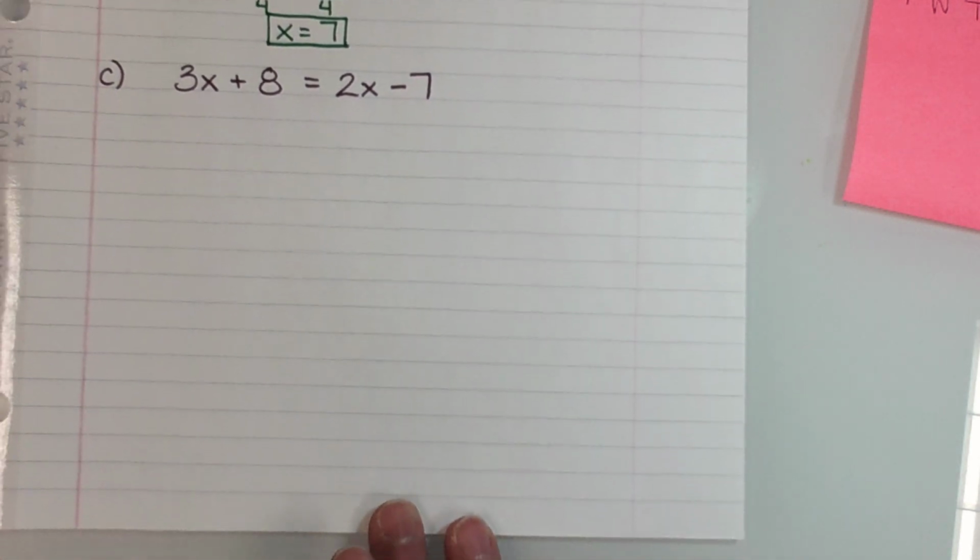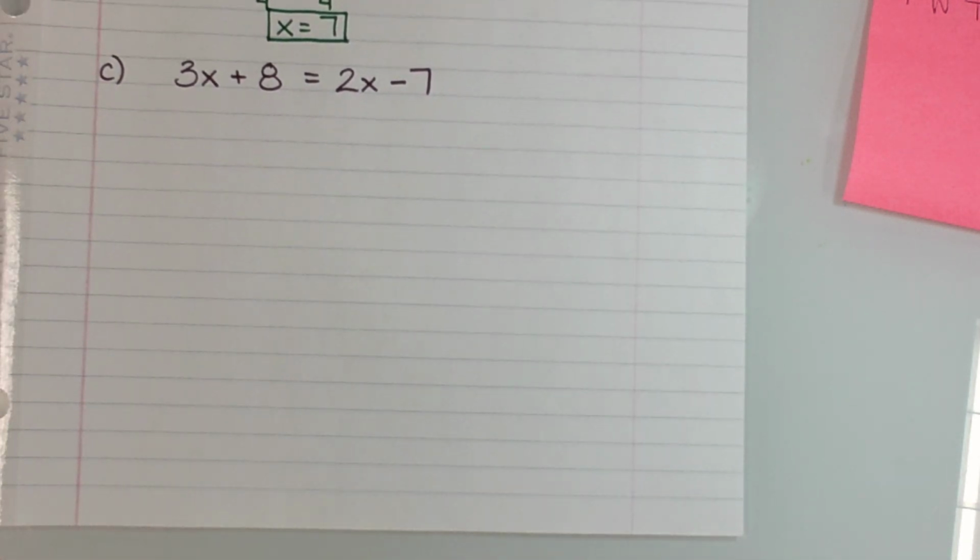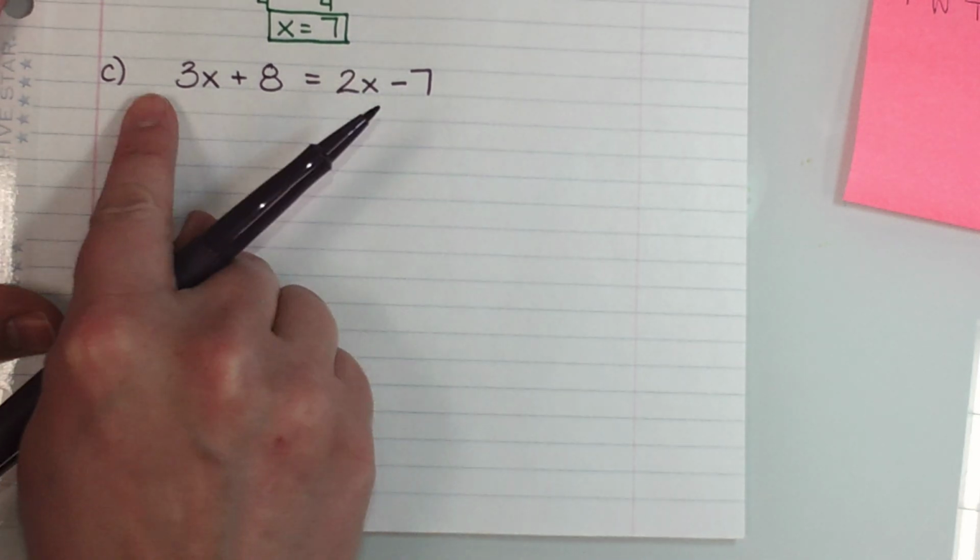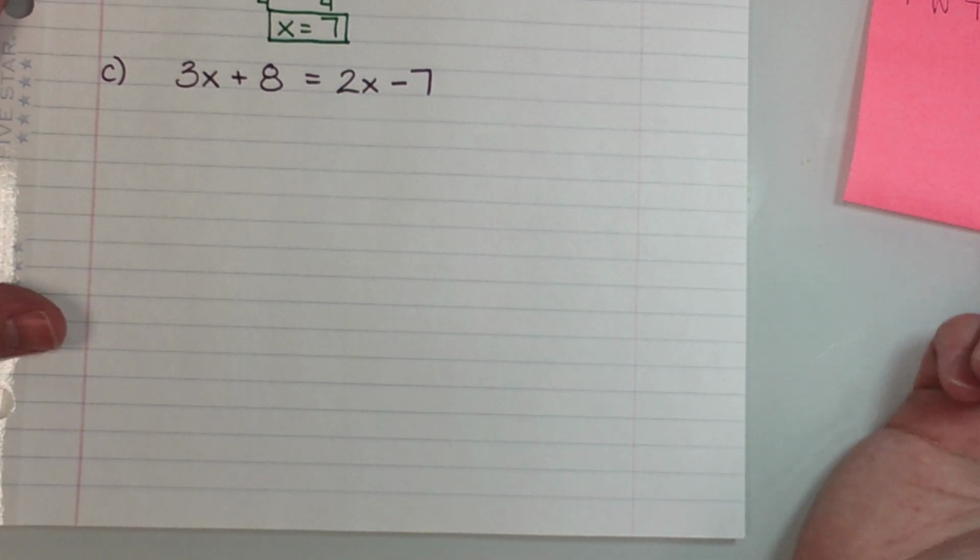Sometimes there's x's on both sides. 3x plus 8 equals 2x minus 7. If there's variables on both sides, you want to move them together. You move them by either adding or subtracting, depending on if it's positive or negative. If it's positive, you move it by subtracting. If it's negative, you move it by adding. In this case, they're both positive, so you subtract one.